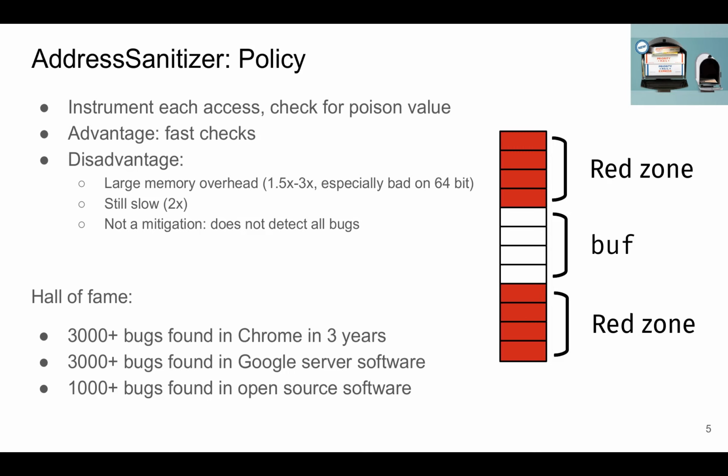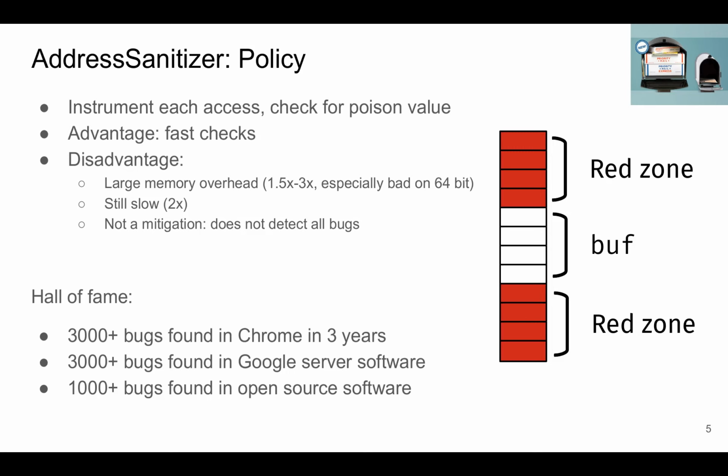Now, the disadvantages are, well, the memory overhead is 1.5 to 3x. So this is quite hefty, right? This is quite a bit of additional memory overhead. If you're trying to analyze Chrome, that already requires 16 gigabytes of RAM, you suddenly require like 40, 50 gigabytes of RAM to run Chrome in sanitizer mode. It's still slow, so it's about a 2x slowdown on the average case, and it is not a mitigation. Now let me tell you a bit why it is not a mitigation after we go through the policy that it actually does.